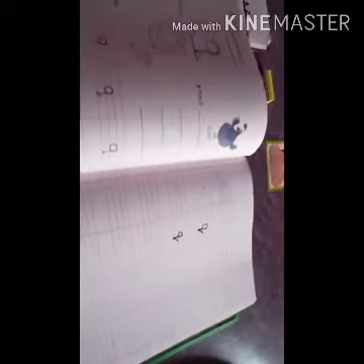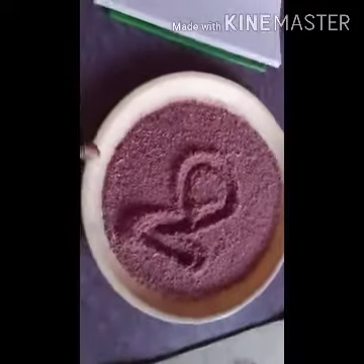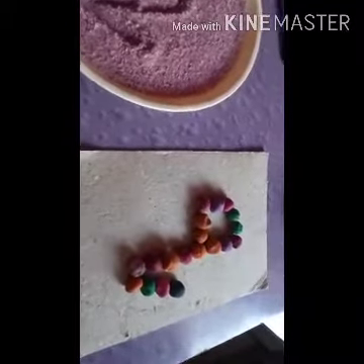Now we all do the letter Q in your book, page number 60 and 61, and do some activity on the sand and with the colorful balls or buttons.